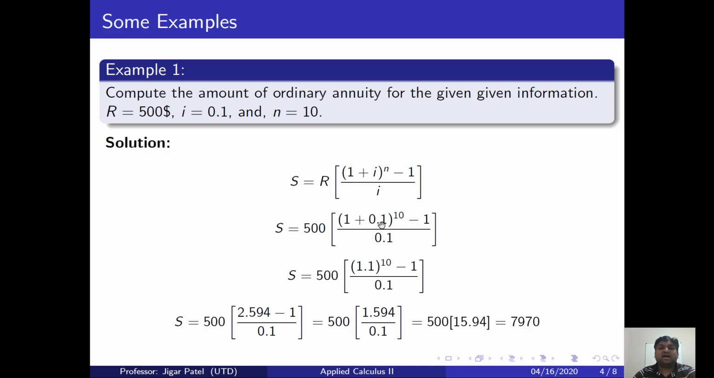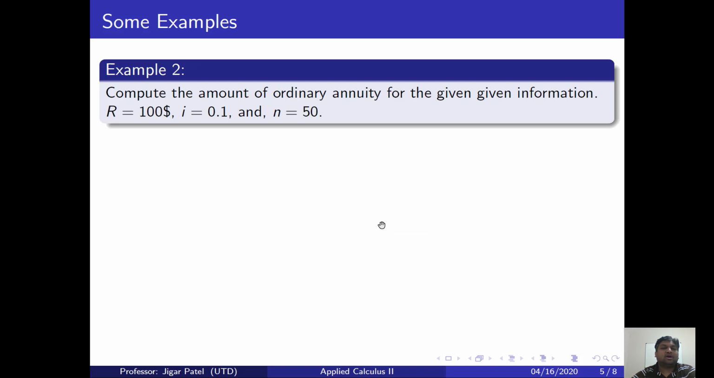Okay, let's try to see one more example very similar to this. Compute the amount of an ordinary annuity for the given information: R equal to 100, i equal to 0.1, and n equal to 50. So suppose somebody makes a $100 periodic payment for 50 years with an interest rate of 10%, then at the end of the 50 years, what will be the total annuity?